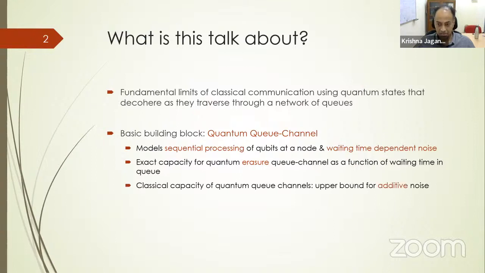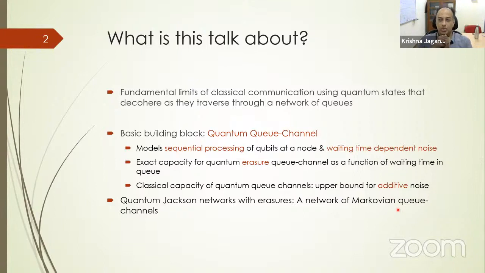We also have an upper bound for additive noise. I'll tell you what additive noise is in a little bit. It's a somewhat technical condition. Let me show what it is. So for additive noise channels, or additive Q channels, we have a classical capacity upper bound. That's a fairly general upper bound of capacity.